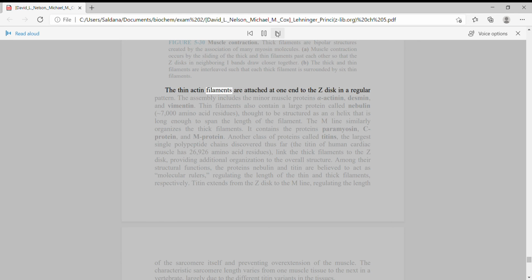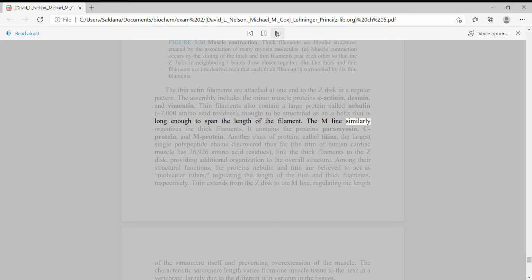Figure 5-30. The thin actin filaments are attached at one end to the Z disc in a regular pattern. The assembly includes the minor muscle proteins alpha-actinin, desmin, and vimentin. Thin filaments also contain a large protein called nebulin, 7,000 amino acid residues, thought to be structured as an alpha helix that is long enough to span the length of the filament.